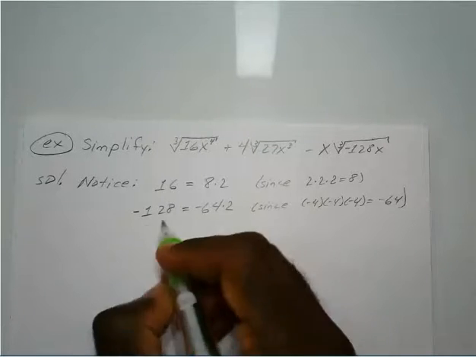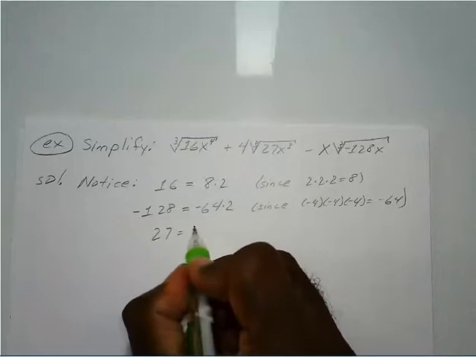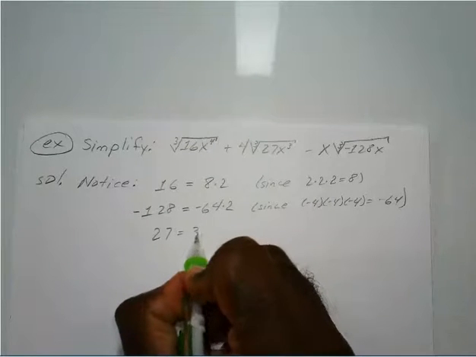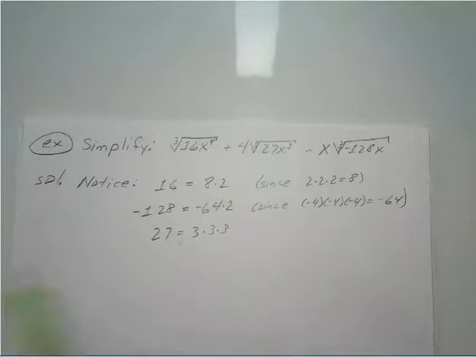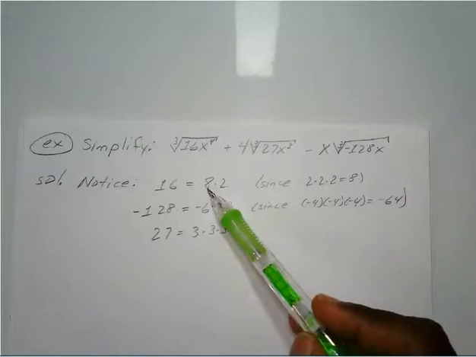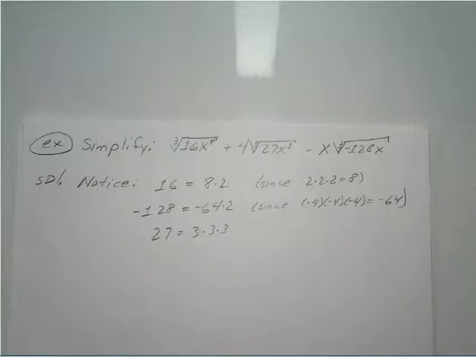Same thing with 27. Three times 3 times 3. That one we have an actual cube root value for. But for these two we have to settle for kind of a cube root factor instead of the whole thing being a cube root.